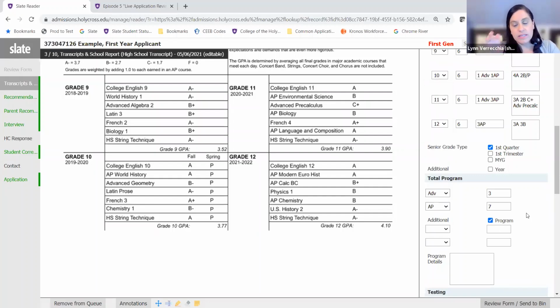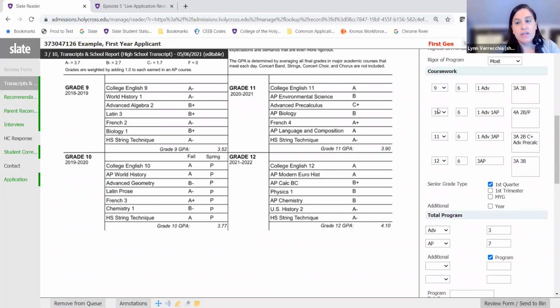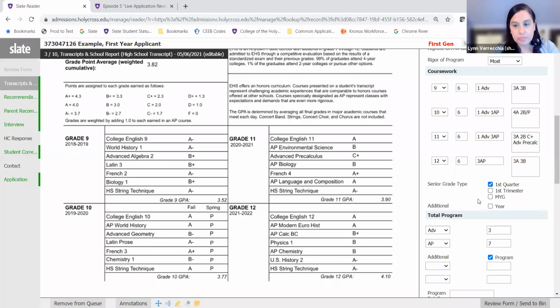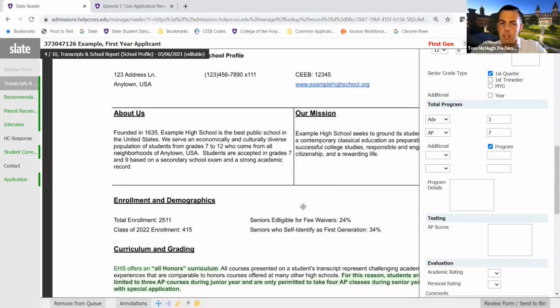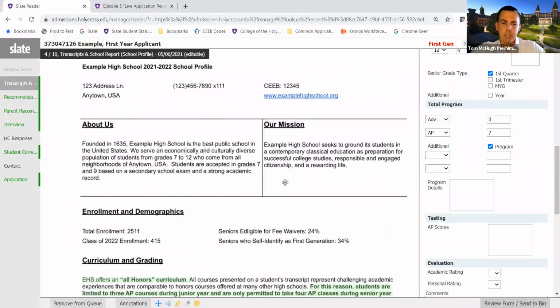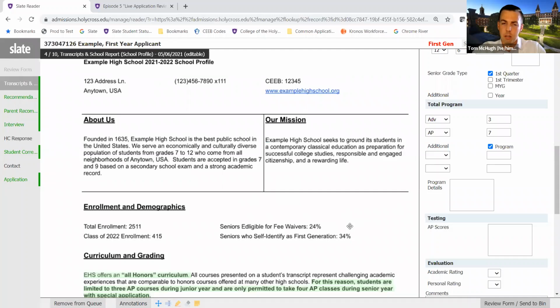So it gives us a little bit of a snapshot of the students' total courses they're enrolled in overall, but we certainly are still going to be looking year by year, course by course, grade by grade. So the snapshot is something that helps us, but then we can also come back to this transcript and really look at the progression that a student has made. Yeah, and this will all make sense a little bit later as we go through the first read, the second read, and what it looks like on the committee end.